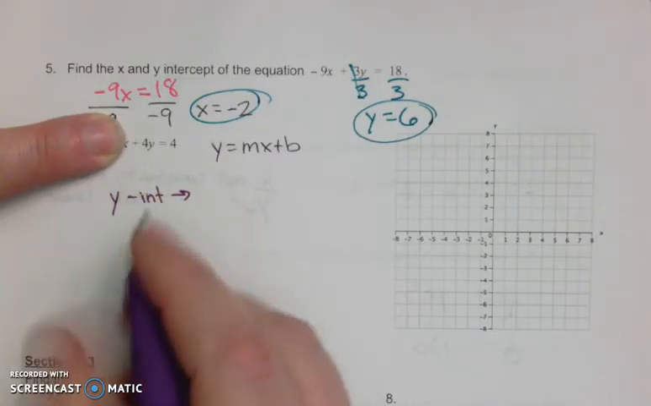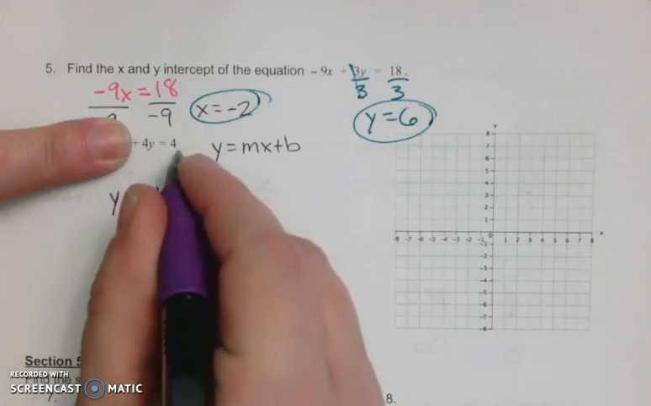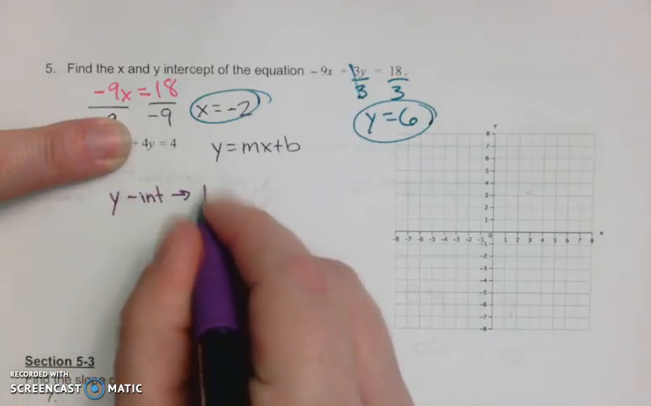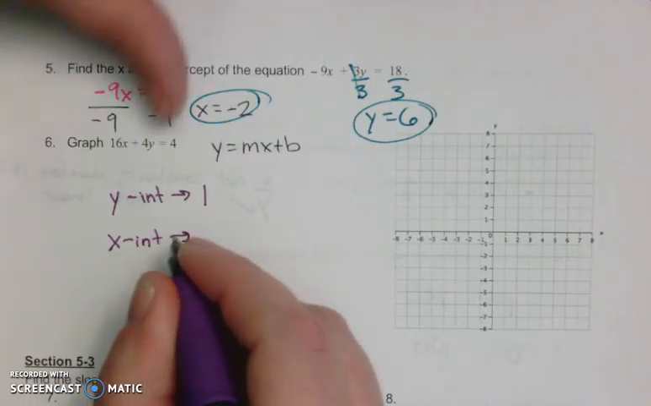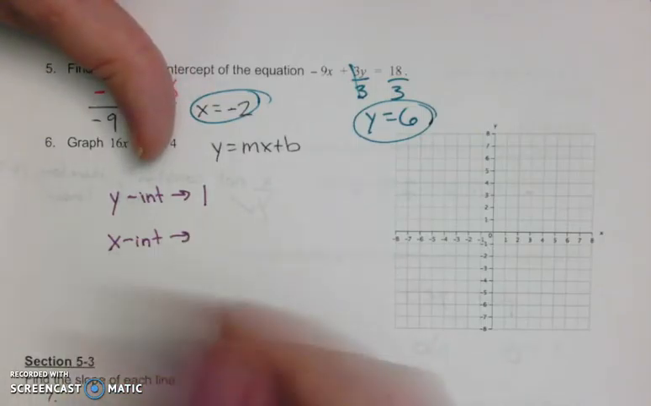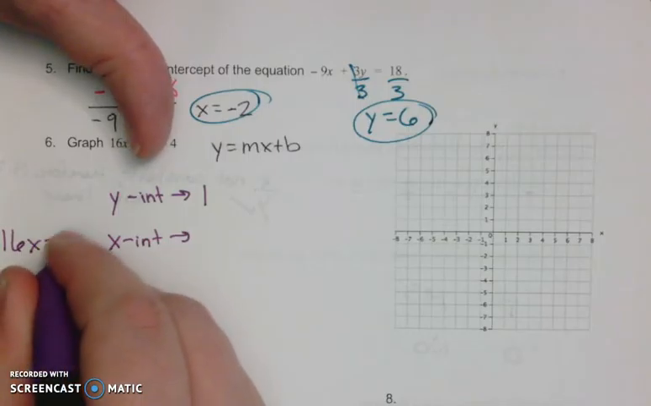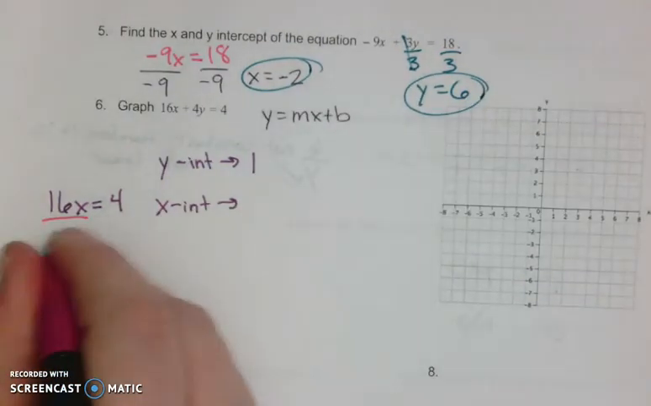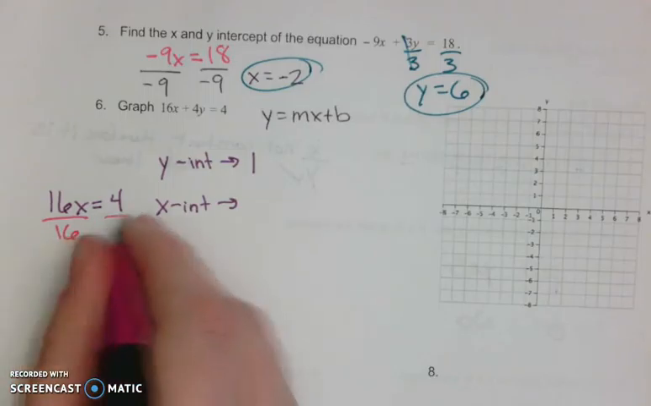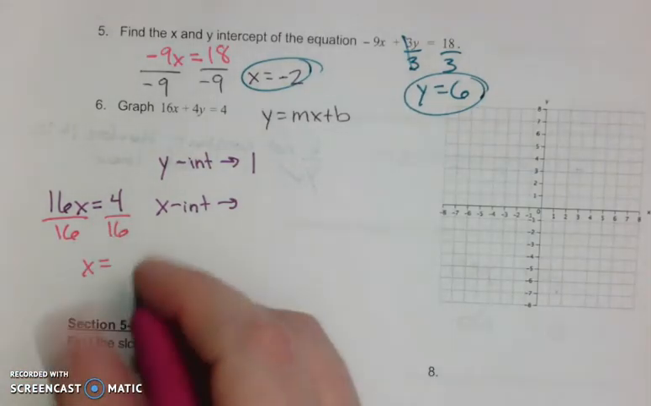faster. So our y-intercept here, to solve for y, I divide by 4. 4 divided by 4 is 1. And for my x-intercept, I cover up the y, and there I get 16x equals 4. So 16x equals 4, and I solve by dividing by 16 on both sides. So x equals, this reduces to 1/4.